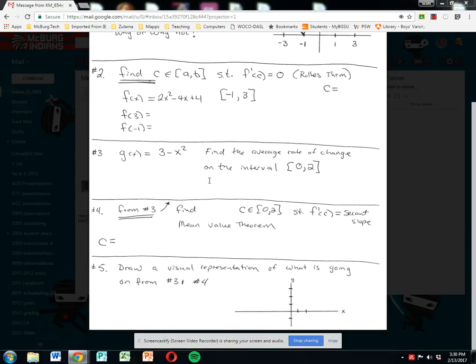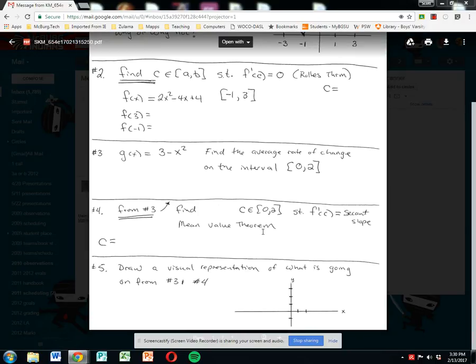All right, let's talk about average rate of change on an interval. You'll need to know what average rate of change means as opposed to instantaneous rate of change. You'll need to find the average rate of change on this interval from 0 to 2. From number 3 up above, you're going to have to find the c value in the interval from 0 to 2 such that f prime of c is equal to that secant slope.